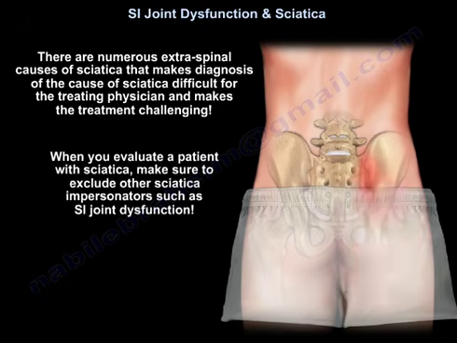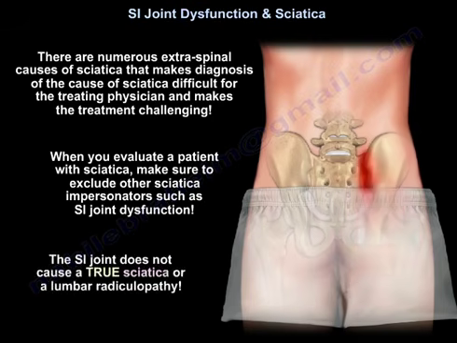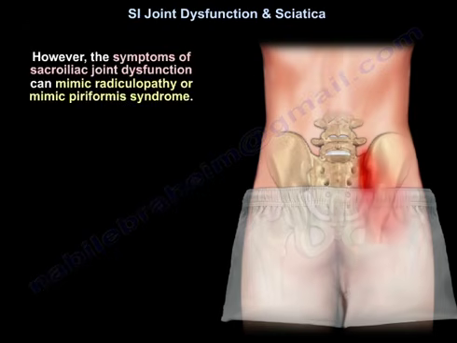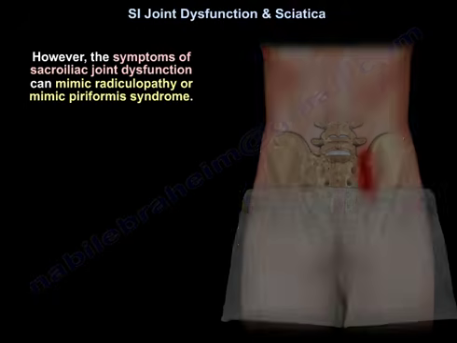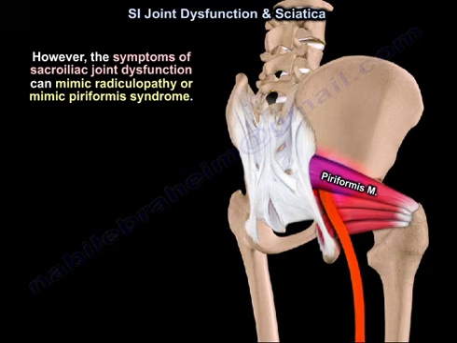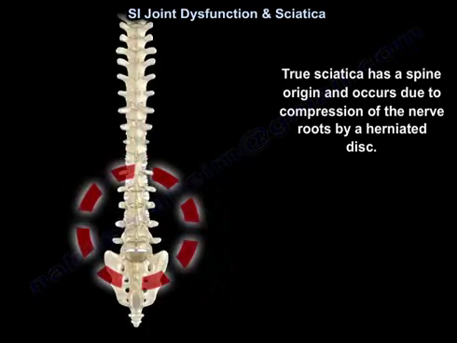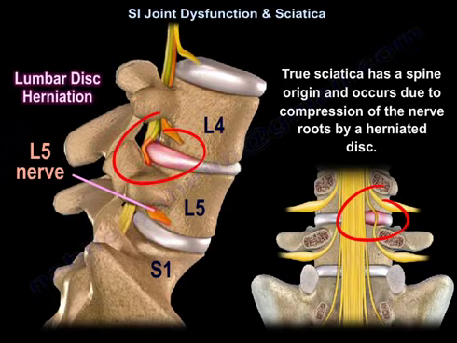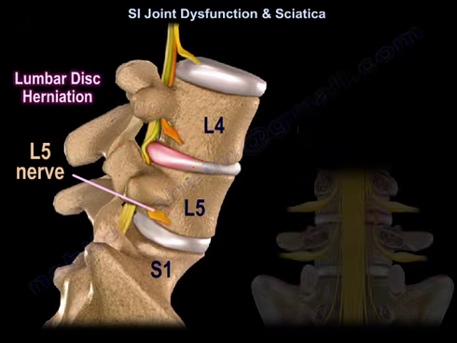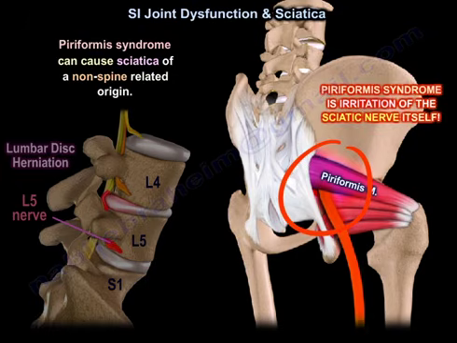When you evaluate a patient with sciatica, make sure to exclude other sciatica impersonators, such as SI joint dysfunction. The SI joint does not cause a true sciatica or a lumbar radiculopathy. However, the symptoms of sacroiliac joint dysfunction can mimic radiculopathy or can mimic piriformis syndrome. True sciatica has a spine origin and occurs due to compression of the nerve roots by the herniated disc. Piriformis syndrome can cause sciatica of non-spine related origin.